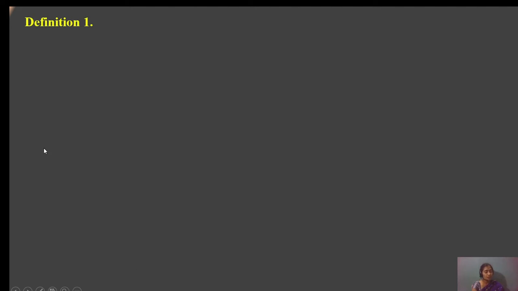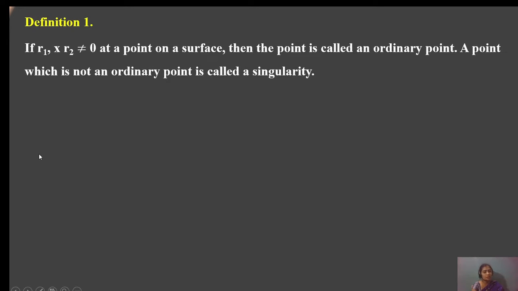Now the definition: what is meant by singularity? If r1 cross r2 is not equal to 0 at a point on the surface, then the point is called an ordinary point, and a point which is not an ordinary point is called a singularity. R1 cross r2 not equal to 0 means that r1 cross r2 is not zero. This point is called an ordinary point.